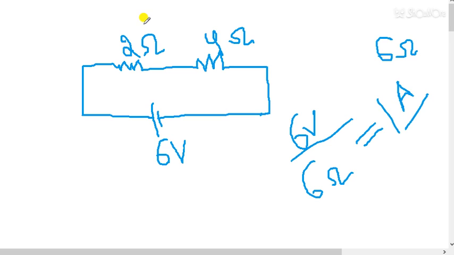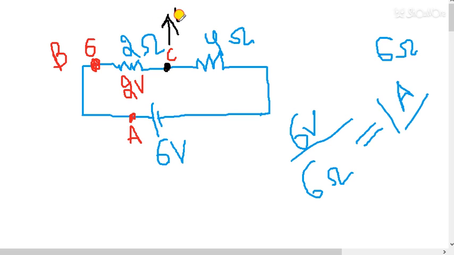So students, I am just telling you the shifting of a point. Here the voltage is 6, because no voltage is dropped up to this point. That means we can say point A and point B have the same potential. Now 2 volt will drop here, because 2 into 1 ampere is 2 volt. So voltage at point C will be 4 volt.